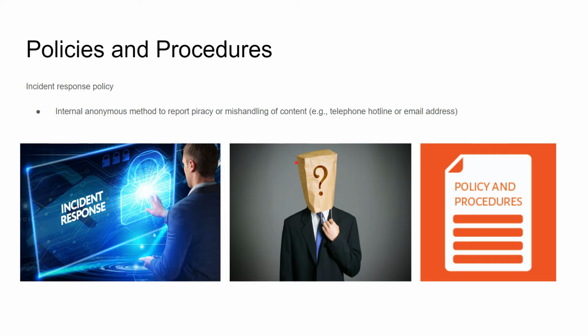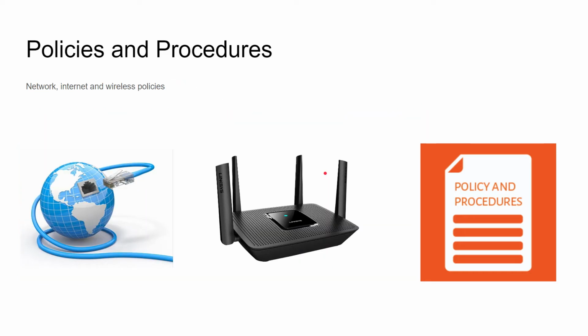You should have an incident report response policy. I mean, if something goes wrong in the studio, not wrong in the sense of general trouble, but if there is any data-related issue, maybe a risk of leaking content, or maybe some piracy issue. So there must be an incident response system in the company, and that should also contain an anonymous method to report piracy or mishandling of the content. So that should be a policy. We will cover this incident response policy in our coming video in detail.